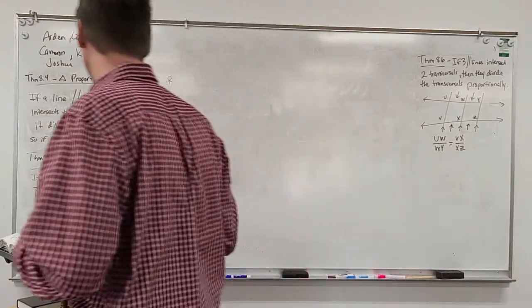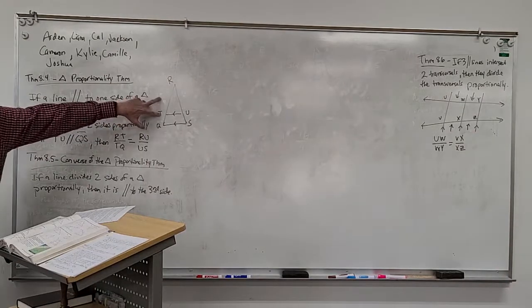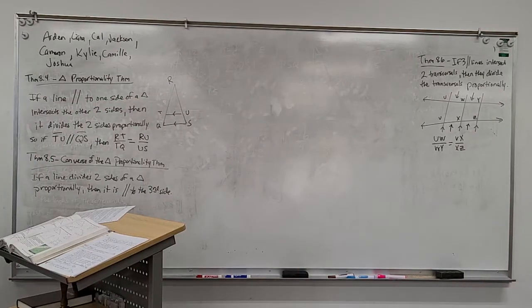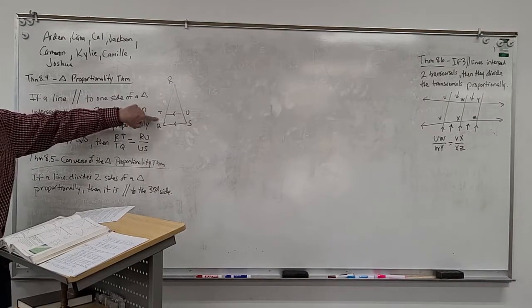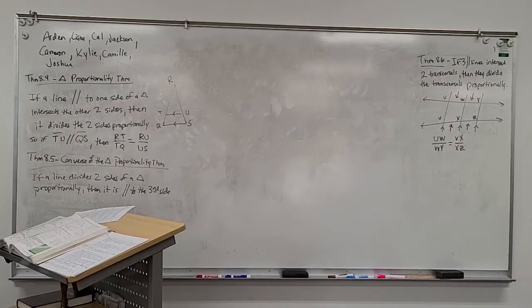It's very similar to this guy, right? It's similar in the sense that this one over this has to be equal to this over this. It's just we're not just dealing with a triangle here. We've got lines that keep going.